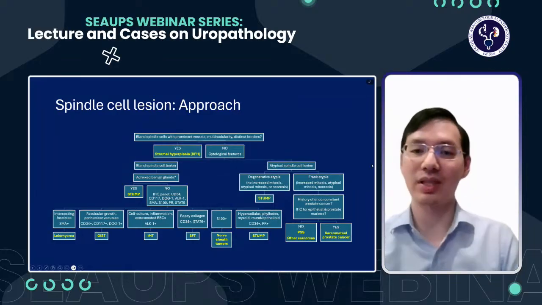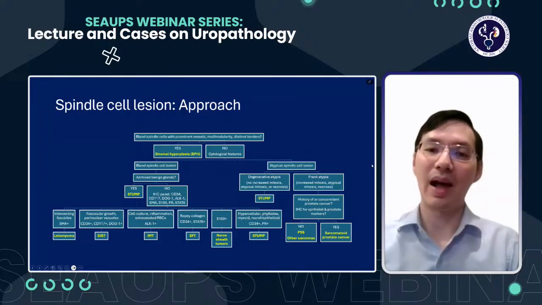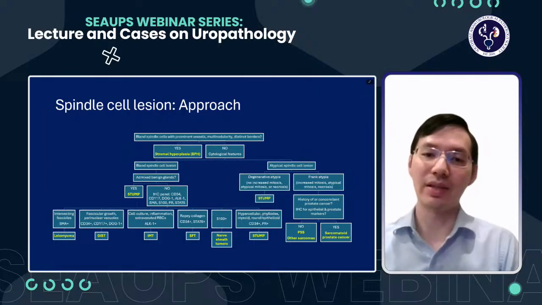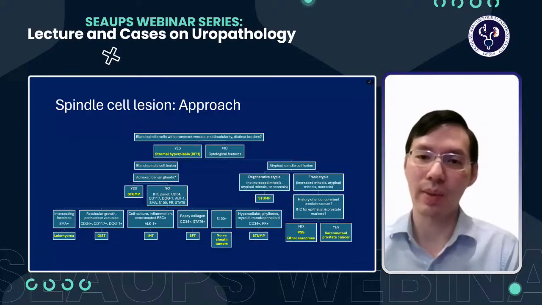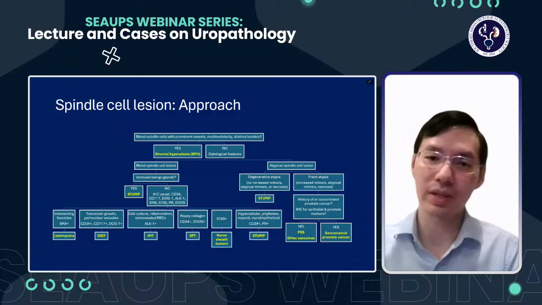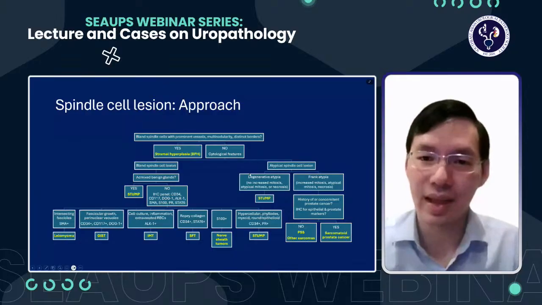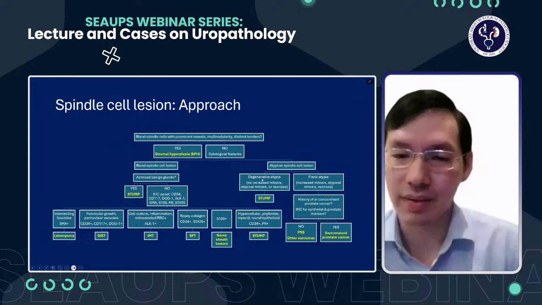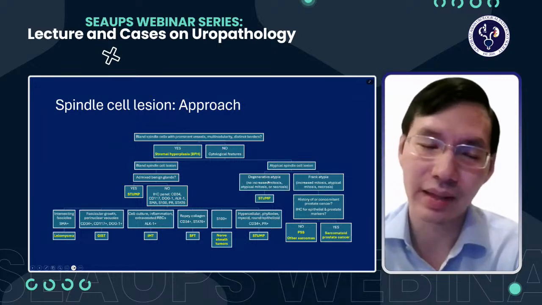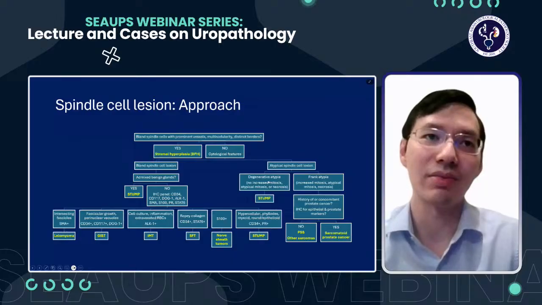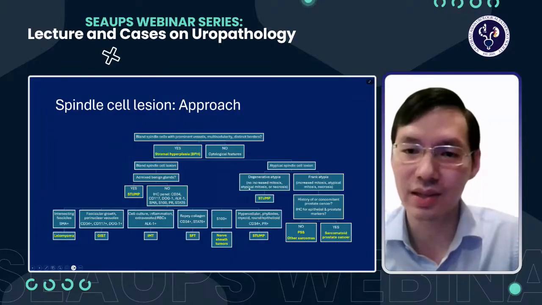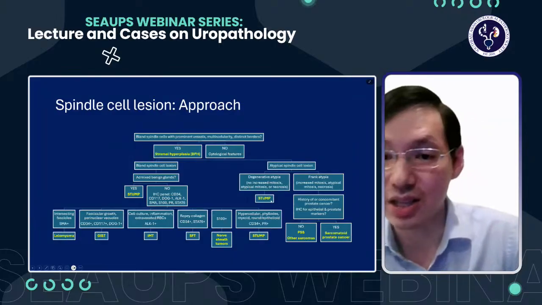And then you have to decide what kind of atypia it is. Is it degenerative atypia? There is no mitosis, no atypical mitosis, and no necrosis. If it's just degenerative atypia, like the kind you see in the seminal vesicle or the ejaculatory duct, you're probably dealing with a STUMP.